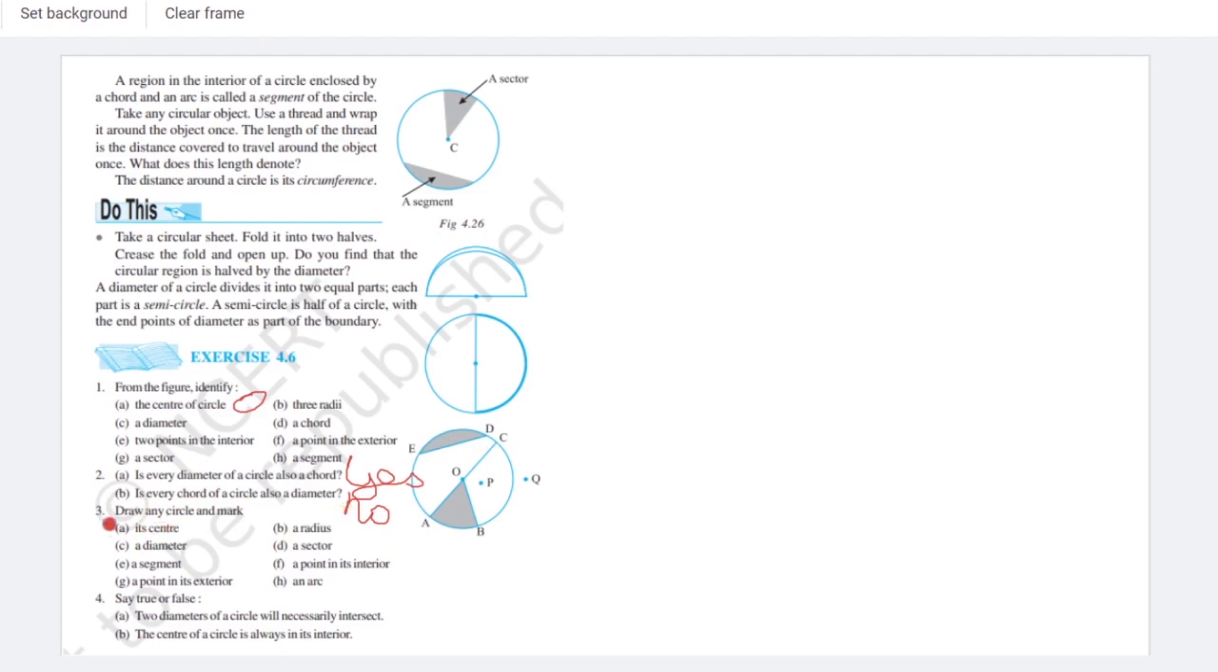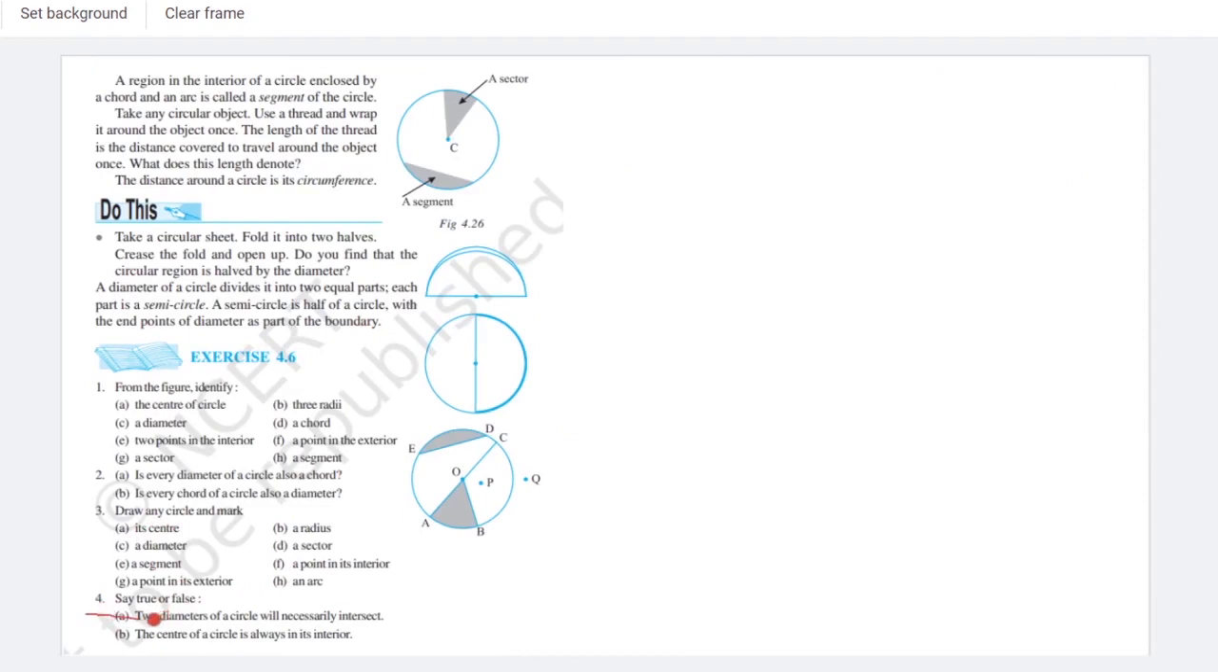Okay, coming to the next one. Draw any circle and mark its center, diameter, segment, radius, sector, a point in its interior, arc, and a point in the exterior. So everything we have seen in this answer only. You can draw a circle like this, and center means you can point out the center, radius, these lines are the radii. Okay, you can draw by yourself. Third one, you can draw by yourself.